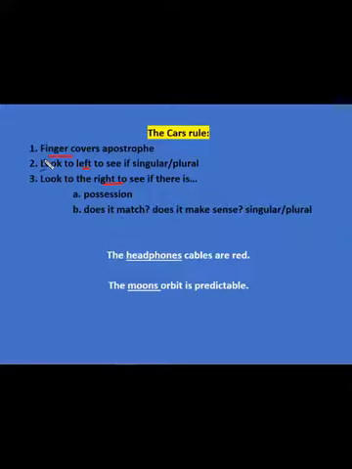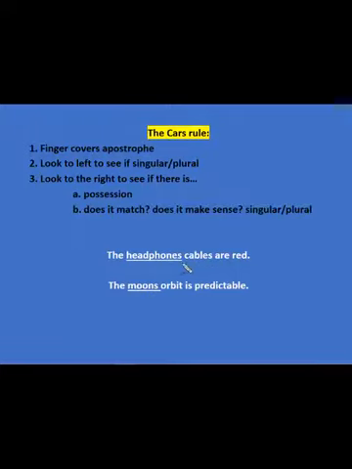So we've already done a quick review on that. Finger, look to the left to see if it's singular or plural. Look to the right and see if there's possession. Then if there is possession, does it match? Does it make sense? Singular or plural is going to help you figure out whether it matches and makes sense. This really is just repetitive. Let's go ahead and take a look at the first working example.